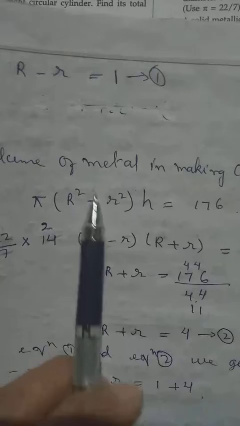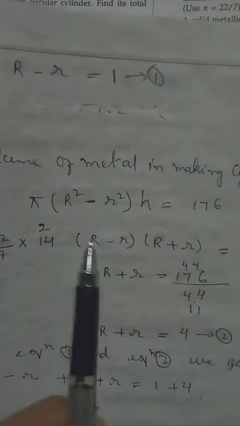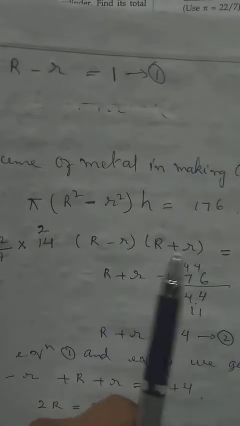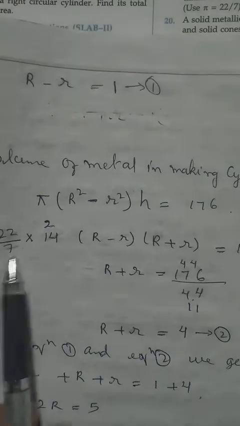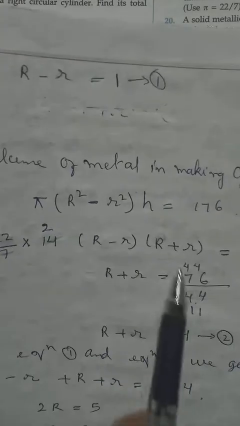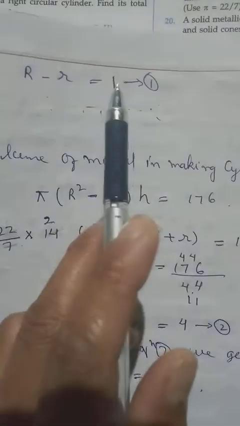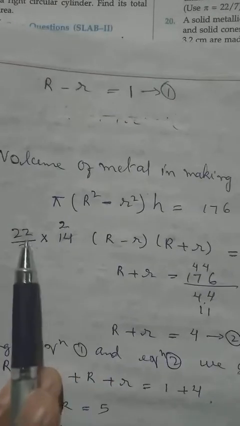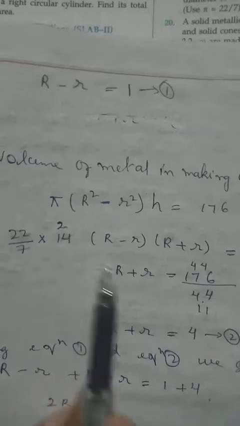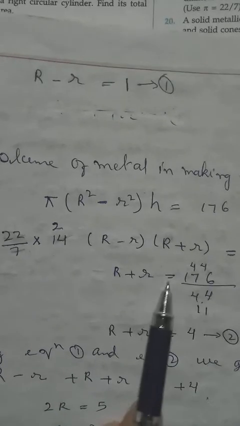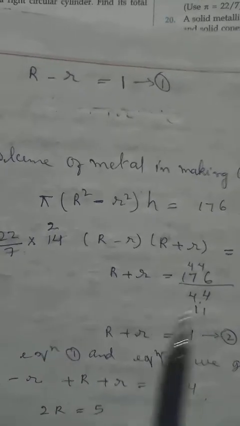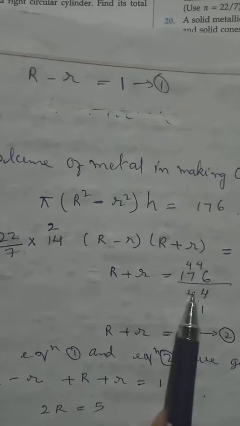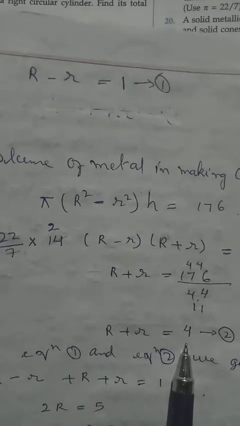Then here R square minus r square, we can apply the formula a square minus b square equals a minus b times a plus b. So here we cancel, we get 2. Then R minus r we know from before equals 1. So 2 into 22 is 44, and 44 into 2 is 88. Taking it to the other side it becomes divide, so we divide 176 by 44, we get 4. So R plus r equals 4.